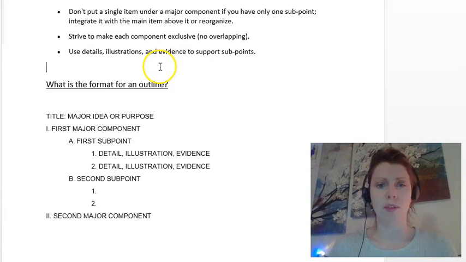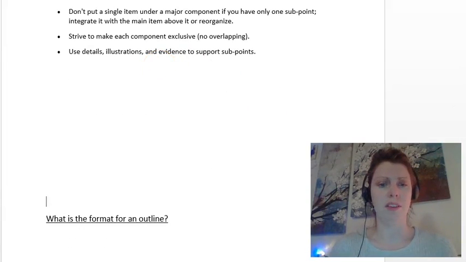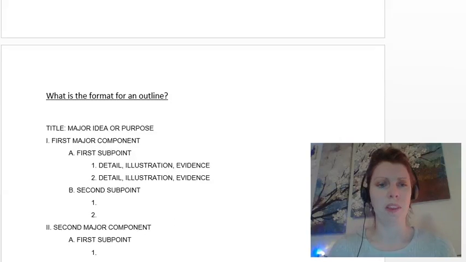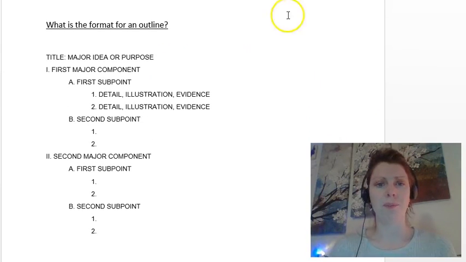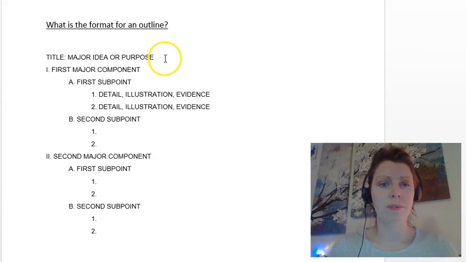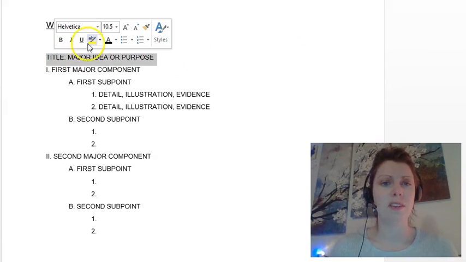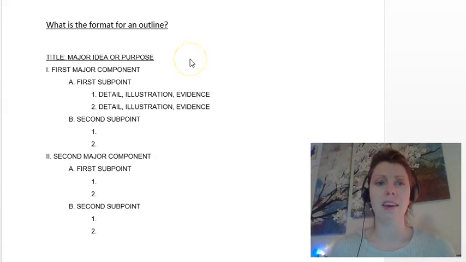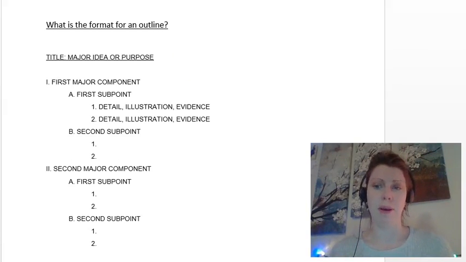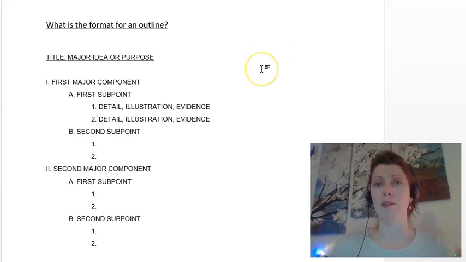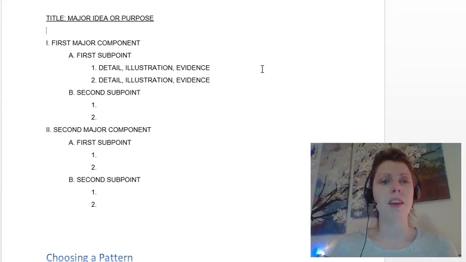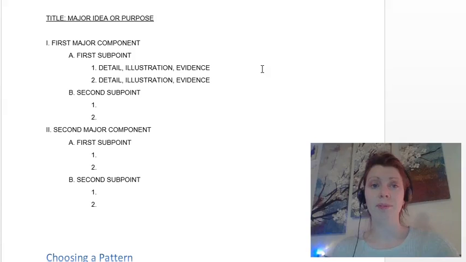I'm just going to move this so it's all on one page and it'll be easier to see. All right, here it is, nice and simple. You have your title, which is the major purpose of the essay and it's going to be about, right? Just like I said with the title of a book, you want to know what you're getting into. Then you have your first major component, your first major point about your topic.